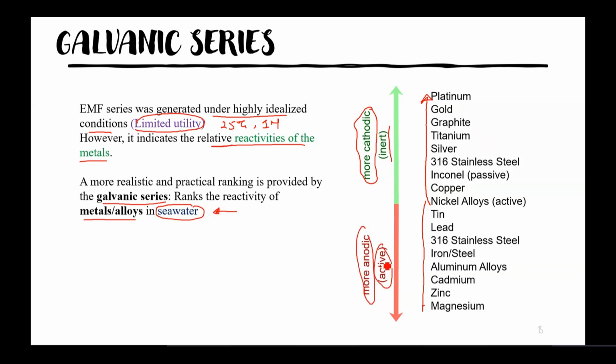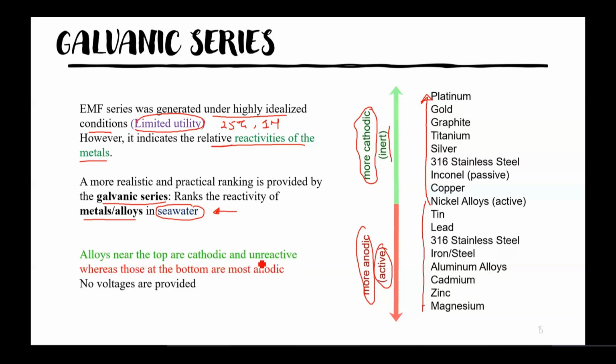Active से मुराद ये है कि उनकी oxidation ज़्यादा तेजी से होगी. So alloys near the top are cathodic in nature and unreactive, not unreactive. Yes, to some extent there are unreactive metals there, but the reactivity decreases in the upward direction. Whereas if you move towards the bottom, the materials are most anodic. That means they are more prone and more aggressive towards the corrosion in the seawater.